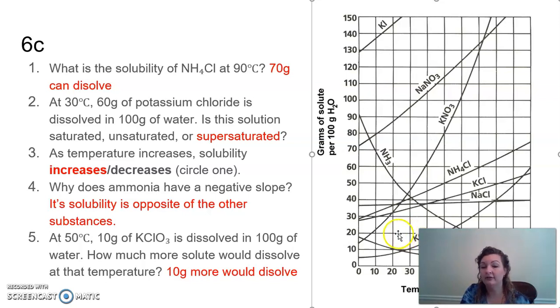Do you guys see that? If I go straight across, is that 20 grams? So I can dissolve 10 more grams of KClO3, okay, in order for it to be perfectly saturated.